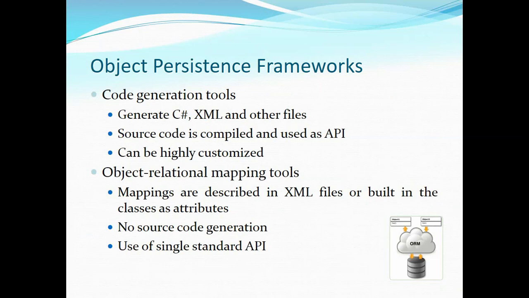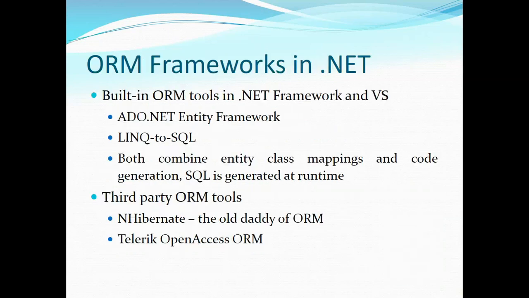Okay, so you see code generation: normally C# will be generated, XML will be generated, source code will be compiled, it can be customized, etc. Object relational mapping tools are normally built with XML in the middle. Please remember that. Let me go to the diagram here in .NET. What we have seen so far is just ORM in general, but specifically in .NET, you have ADO.NET Entity Framework linked to SQL. Both of these combine and give you SQL at runtime.